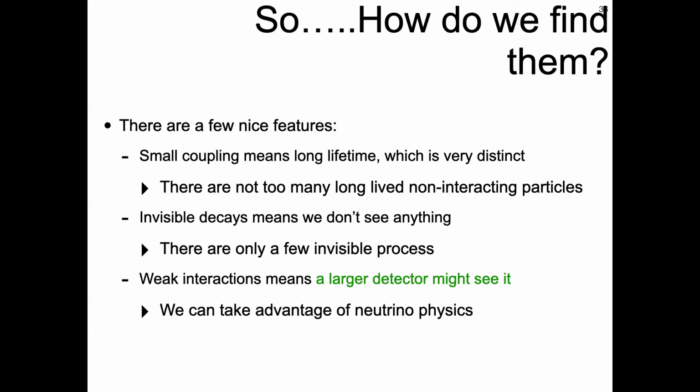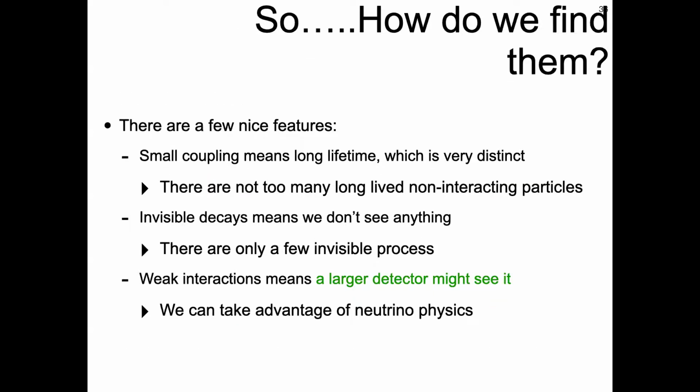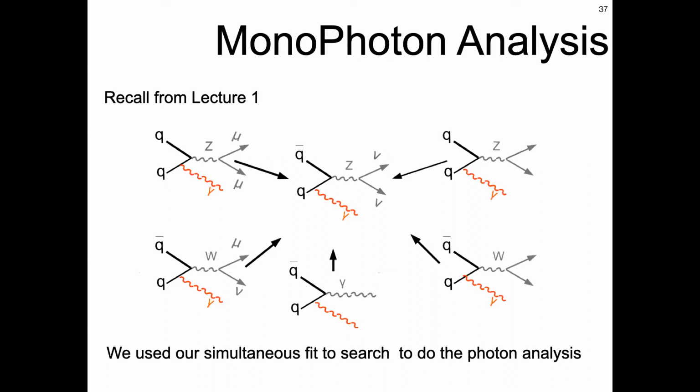So how do you find dark photons? Let's actually go and do some experiments. So the first thing you can do is the monophoton analysis.